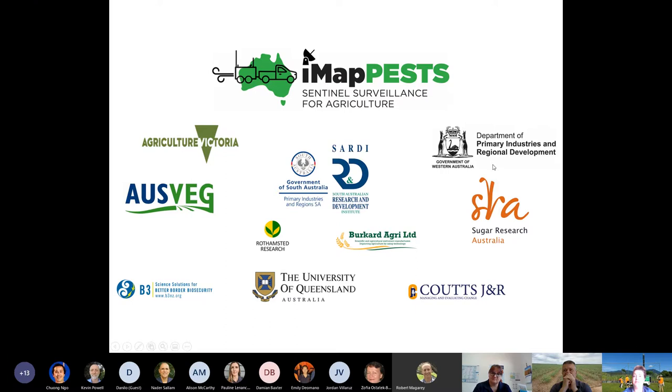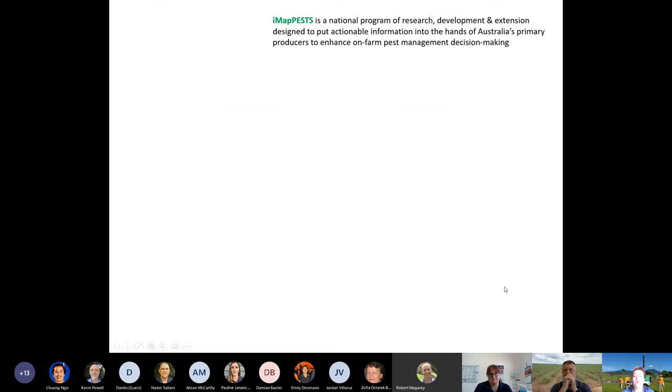We have some research coming in from Rothamsted Research and Burkhard Agri Samplers. And we have some contributions from Plant and Food Research and B3 out of New Zealand, and of course, Sugar Research Australia. And our monitoring and evaluation is done by Coutts JNR. So the whole idea about iMapPESTS is that it's a national program of research, development and extension designed to put actionable information into the hands of Australia's primary producers to enhance on-farm pest management decision-making.